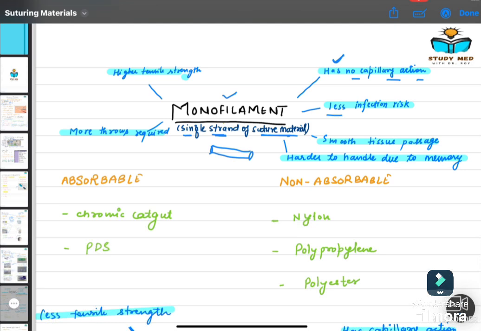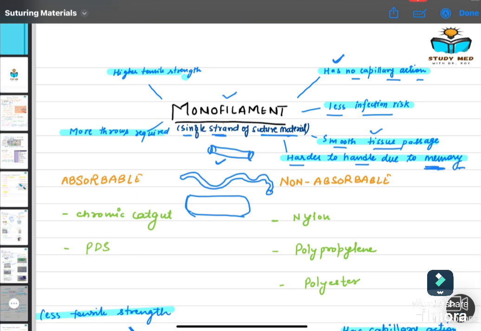Secondly, less infection risk. Since it absorbs less fluid from the surroundings, it shows less infection risk. Third, smooth tissue passage. The fourth one is that it is harder to handle due to memory. This is a suture material made up of a single filament, so it will have good memory. When the suture material is removed from the packing, maintaining its original shape is called memory.